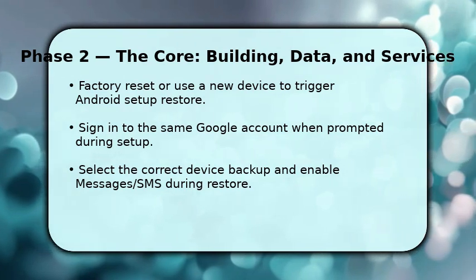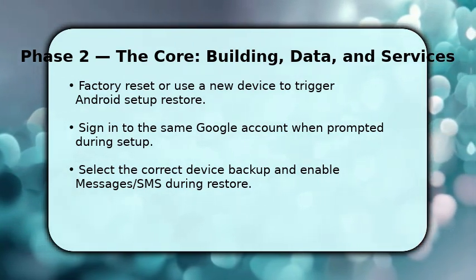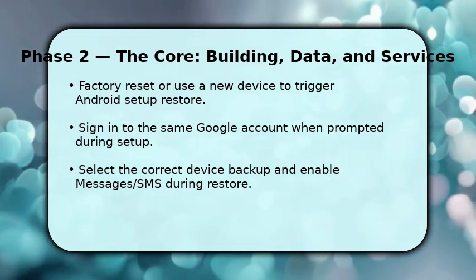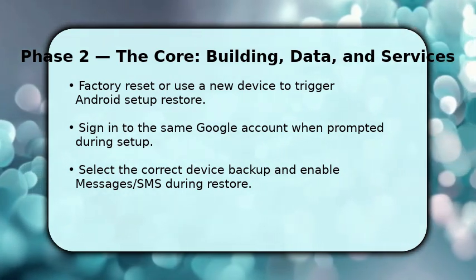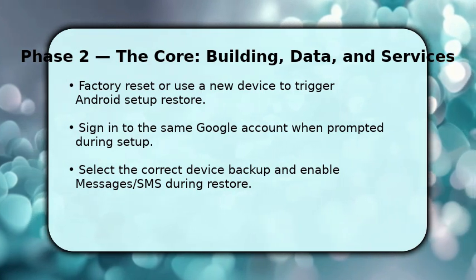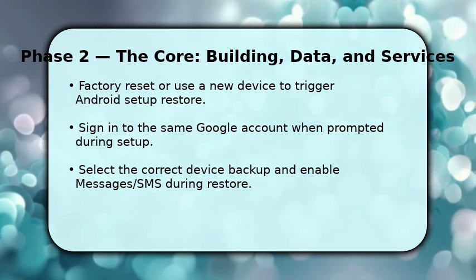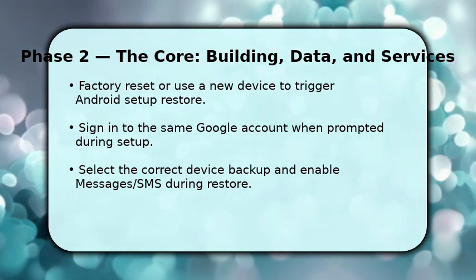That's the reliable path. If needed, factory reset the phone, then start setup and sign into the same Google account you used for backup. When Android asks, select the device backup that matches the date you verified and explicitly choose to restore messages or SMS. Keep the phone on Wi-Fi and plugged in.